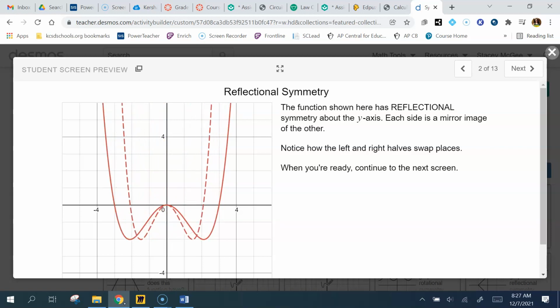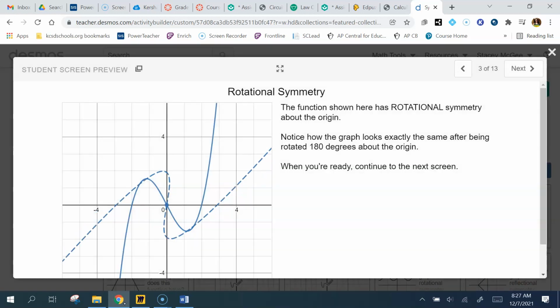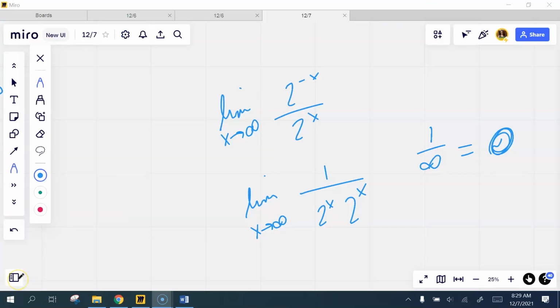I think the most beneficial on this one is showing you the rotational symmetry, which means it's odd. If you rotate it 180 degrees, it looks the same. Does that help you see it a little bit better and understand? Vertical line test, horizontal line test. Yep. That's odd.